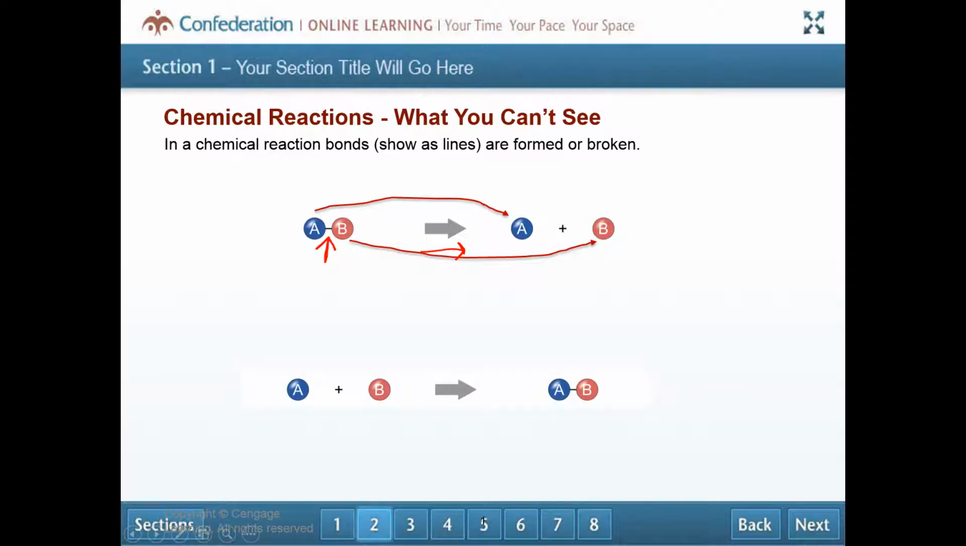So here is a second one. We've got A by itself, B by itself, then a reaction takes place and a bond is actually formed here. So the A and the B have joined together. So that is another example of a chemical reaction. Now, if you were looking at that, you wouldn't be able to see that the bonds had been formed. What you would see is something else, like a color change, for example.